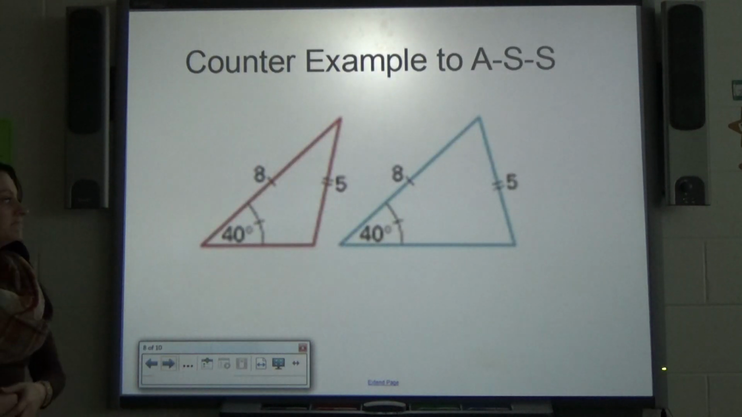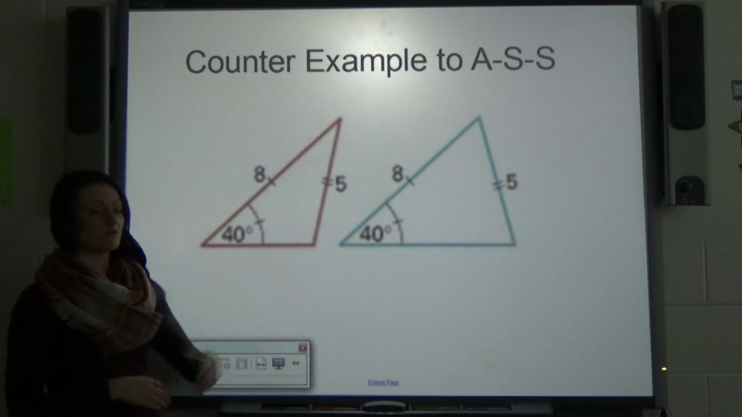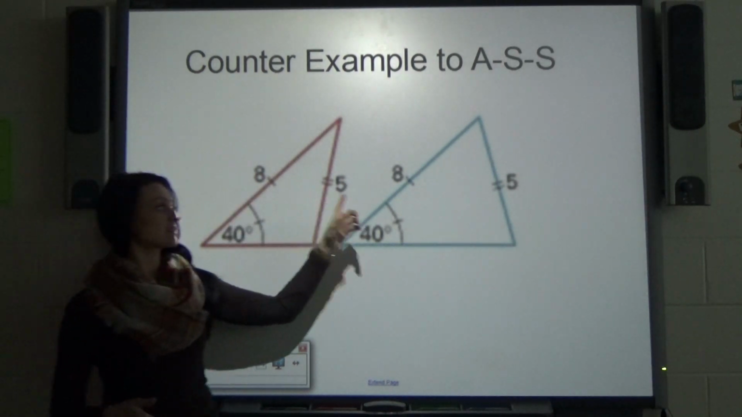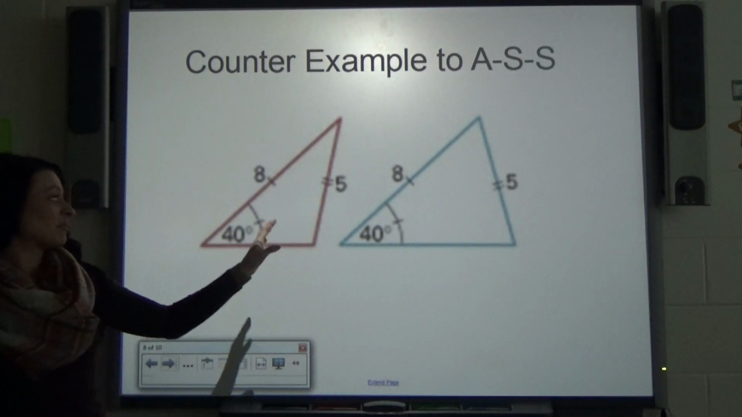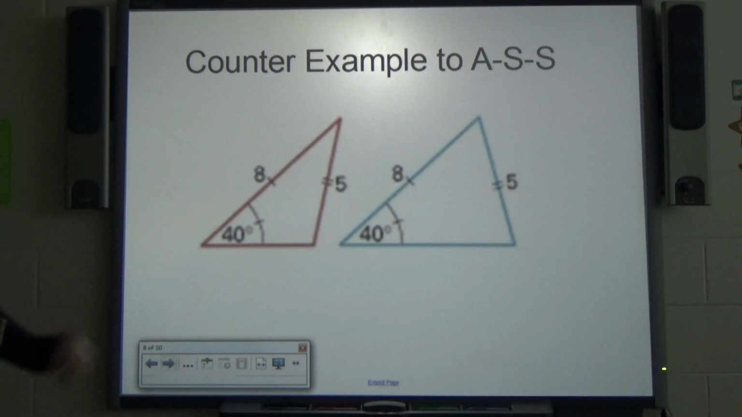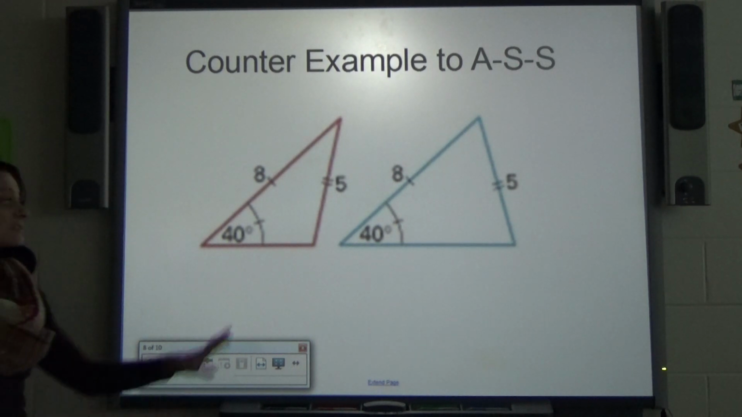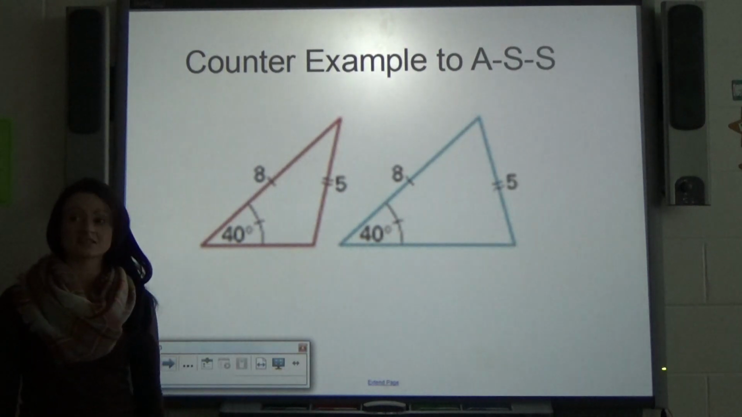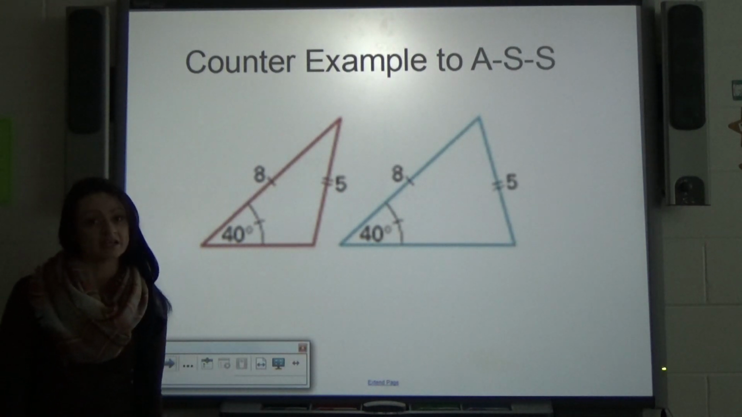Angle, side, side. I've got an angle that's both 40 degrees, a side that's both 8, and a side that's both 5 units. But I don't know about you, but there's nowhere I can go in this world and say that those two triangles are congruent. So angle, side, side, because I can show you this one example of why angle, side, side doesn't work, we can never use angle, side, side.